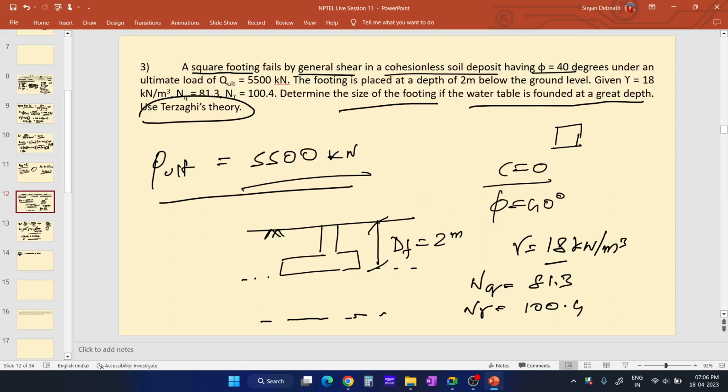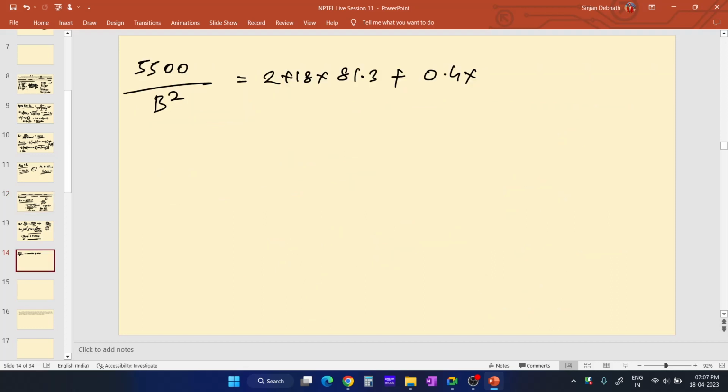Gamma is 18, and B is the breadth of the footing, which we don't know. We need to find that only, so let it be B. So it is 0.4 into 18 into B into N gamma, and N gamma is 100.4.